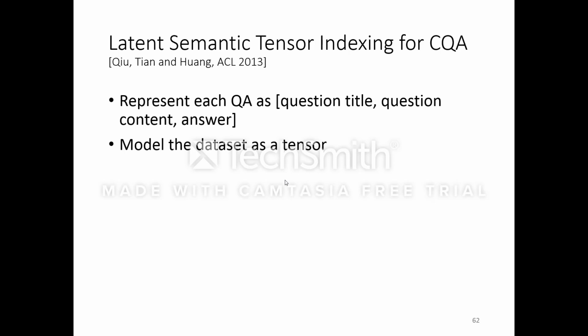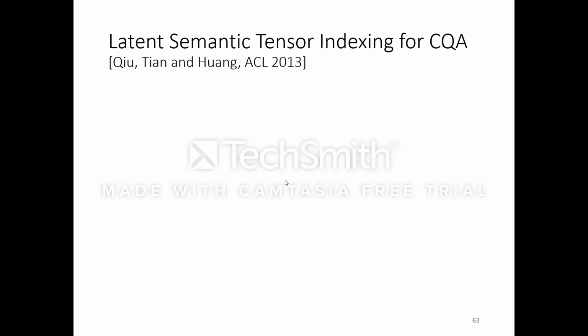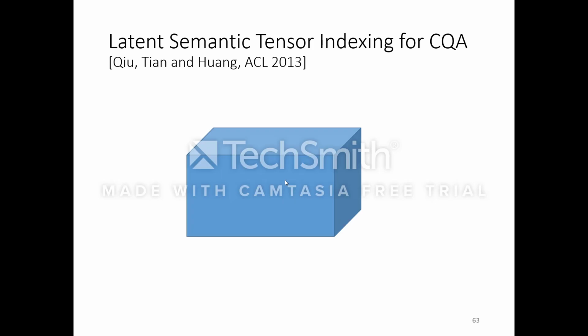So you model the data set as a tensor, and then you apply tensor singular value decomposition to get a low dimensional representation and do retrieval in the low dimensional space. Much like retrieval with matrix SVD, you get an R dimensional vector for every document, and you can do retrieval using that vector. If you get a new document, you can compare and use a measure of similarity to rank the documents in the data set. Similarly, you can do retrieval in that low dimensional space using the lower dimensional representation that you get for a CQA triple in this case. So let's look at more details about it.